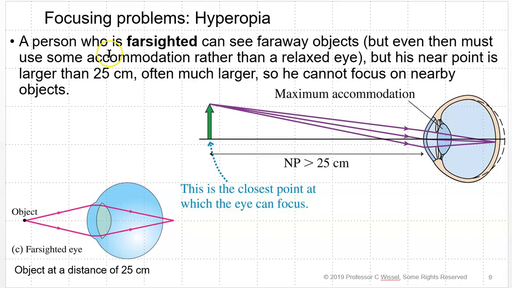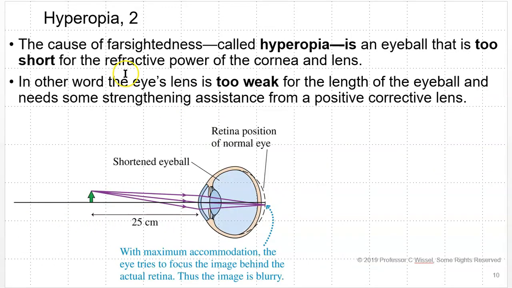A person who is farsighted can see faraway objects, but even then must use some accommodation rather than a relaxed eye. But his near point is larger than 25 centimeters, often much larger, so he cannot focus on nearby objects. This is called hyperopia. The cause of farsightedness is an eyeball that is too short for the refractive power of the cornea or lens. In other words, the eye's lens is too weak for the length of the eyeball and needs some strengthening assistance from a positive corrective lens.